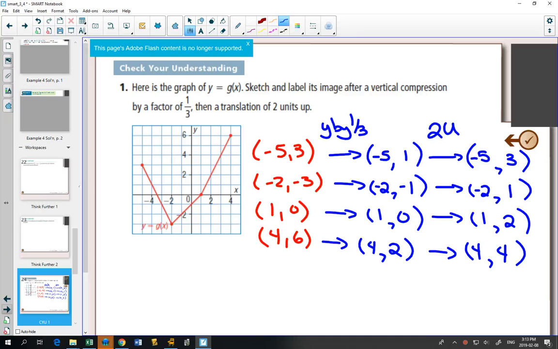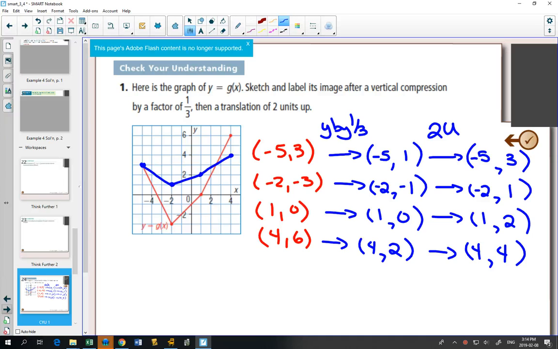And plot your new points. We'll have a point at -5, 3, -2, 1, 1, 2, and 4, 4. Connect your lines, and there's our final graph. Can you imagine this one being compressed towards the x-axis and then shifted up 2 units? Does it seem to be about the right shape? Yes, it does.